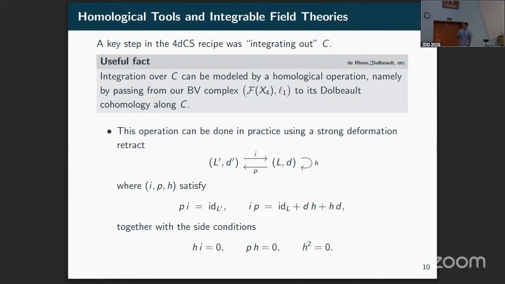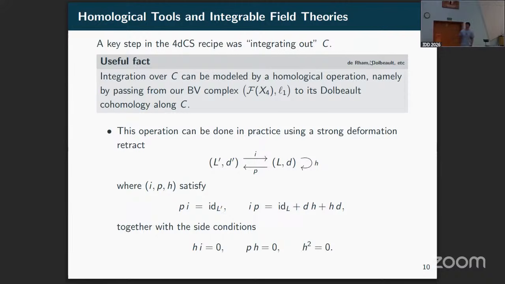So what we do is we take our BV complex and we pass it to its Dolbeault cohomology along C. And this is done using another tool called the strong deformation retract. And the idea is that you have two differentially graded Lie algebras with some relation between them. So this I mapping and this P mapping are homomorphisms of the graded algebras, and then you have this degree -1 mapping called H, which is called the homotopy, and they have to satisfy some relations.